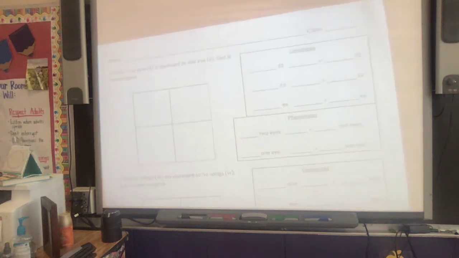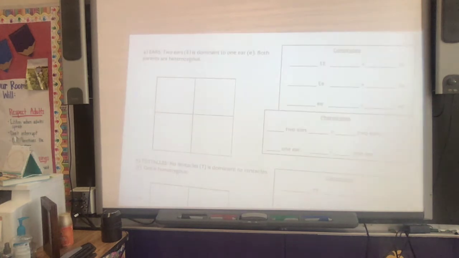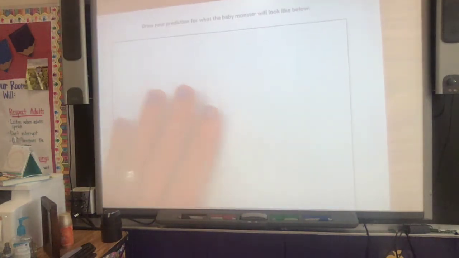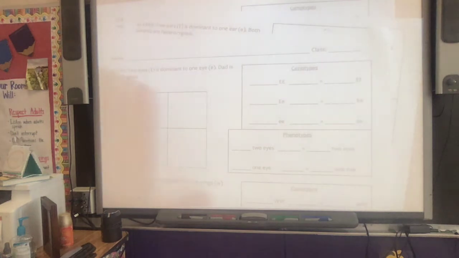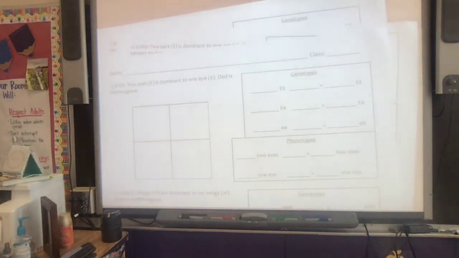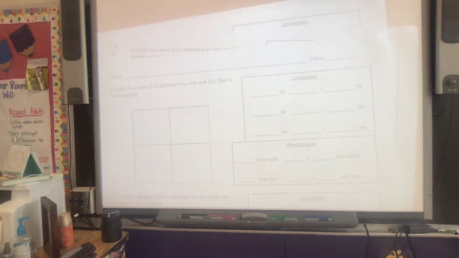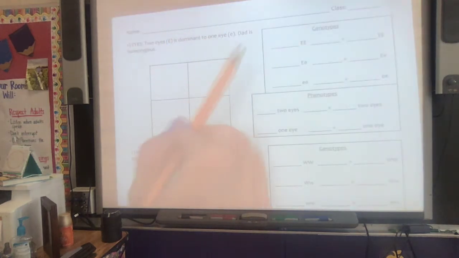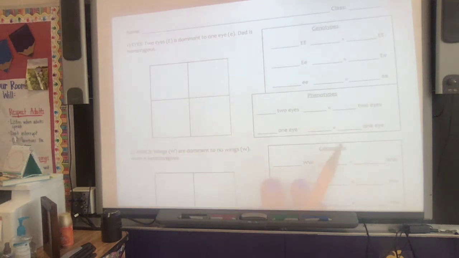So this sheet tells you, I believe it's 9 things about your monster, and then you have a sheet to draw your prediction of what that baby monster is going to look like. Now on Canvas, we have our picture of our mom and dad, and you can also use that to help you decide what that baby monster is going to look like. So now we're going to take our information that we know and create our Punnett squares to see our genotype and phenotype, okay? Sounds really fancy, but it's not.